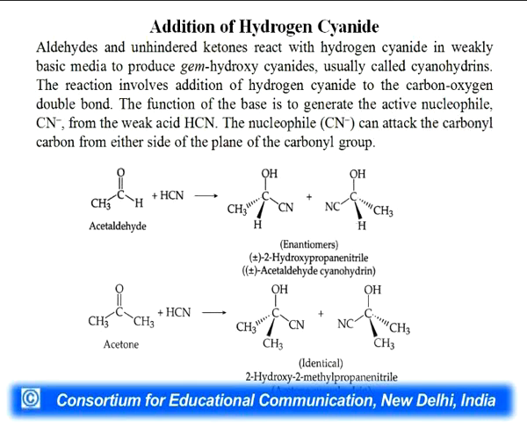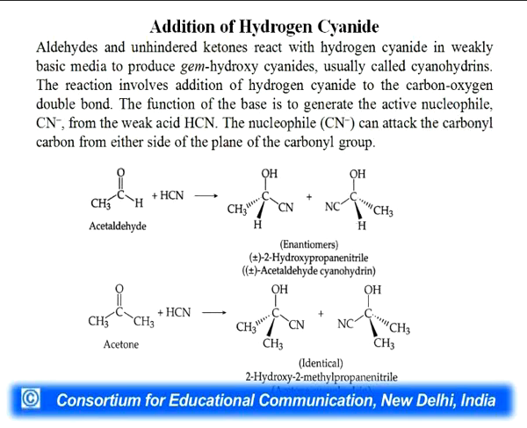Next reaction, addition of hydrogen cyanide, HCN. Aldehydes and unhindered ketones react with hydrogen cyanide in weakly basic media to produce gem hydroxycyanides, usually called cyanohydrins. The reaction involves addition of hydrogen cyanide to the carbon-oxygen double bond. The function of the base is to generate the active nucleophile, that is cyanide, CN negative, from the weak acid HCN.